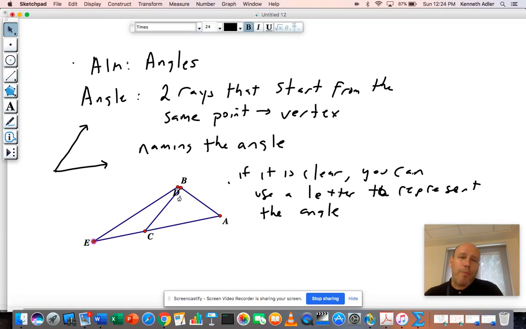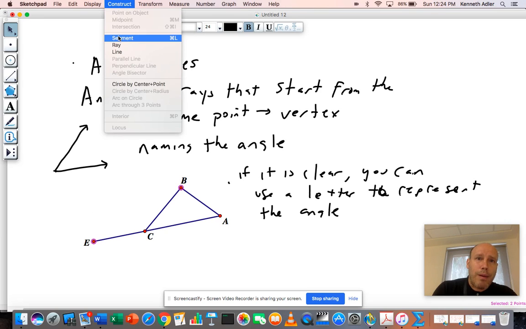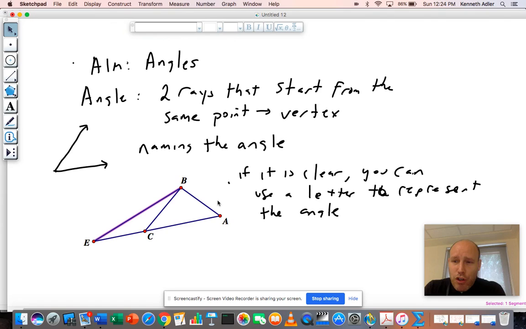Fine, it's E. Oh, I see what I did wrong. I apologize. Wait, give me a second. I will fix this. Display, undo, display, undo. Perfect. I'm going to highlight these 2 points. Point, construct a segment.